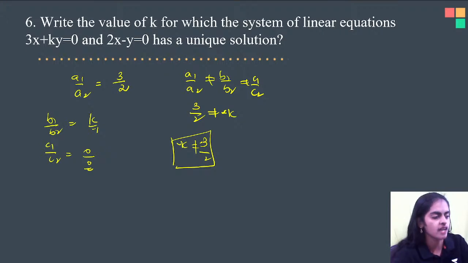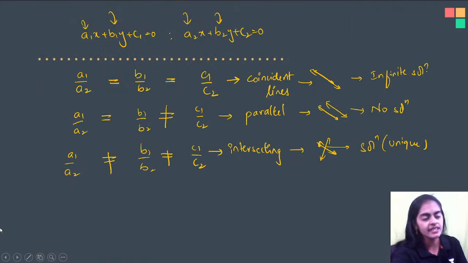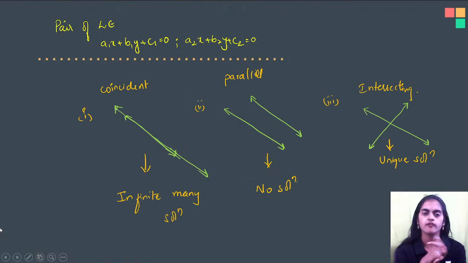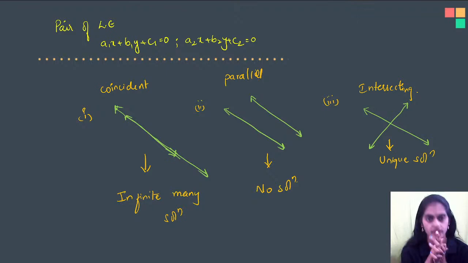Okay. So let me just give you a quick recap of what we have done today. So in linear equations, the general form is a1x plus b1y plus c1 is 0 and a2x plus b2y plus c2 is 0. So the lines can be coincident or parallel or intersect. So when will they be coincident? If all the three ratios are equal, they are coincident. If they are apart from each other, they are parallel. And if two lines are intersecting at a point, they are called intersecting lines.